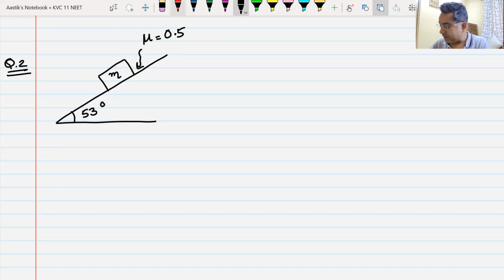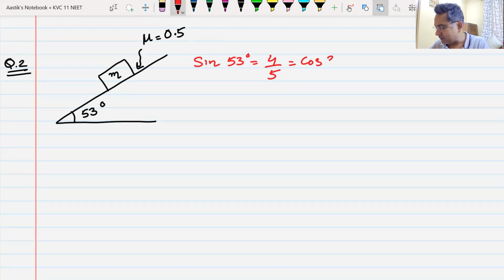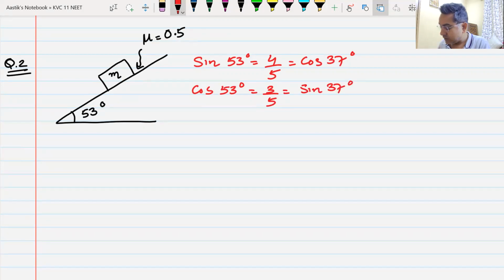Okay, now let me give you this problem, just to tell you the sine of 53 degrees is 4 by 5, which is the same as the cos of 37 degrees. You remember this value. Similarly, cos of 53 degrees is 3 by 5, which is the same as sine of 37 degrees. Now, in this case, can you tell me what is the acceleration of the block? You have 2 minutes to give me the answer.